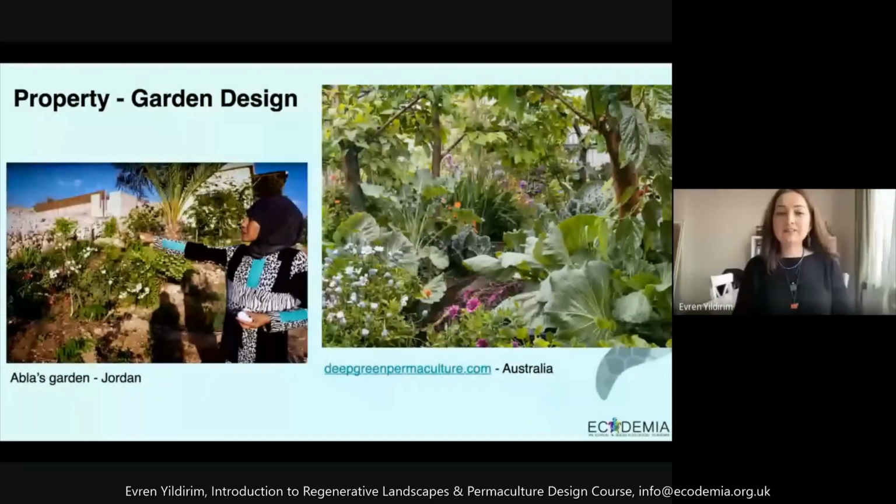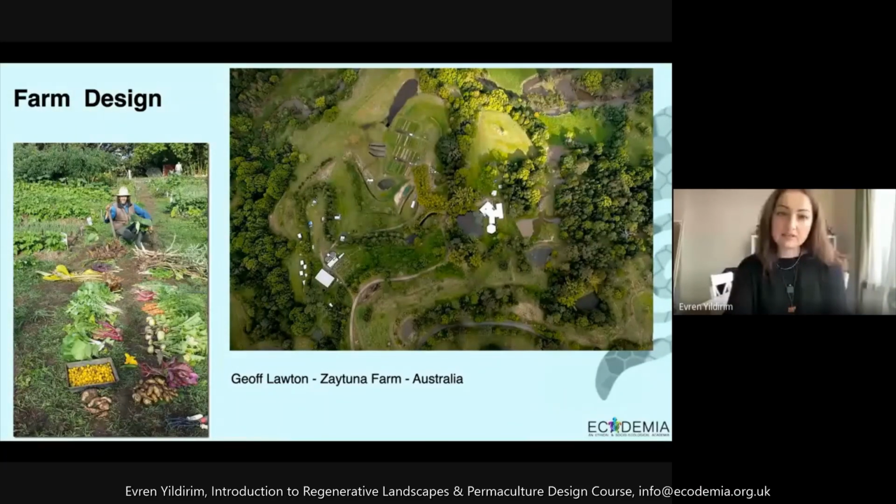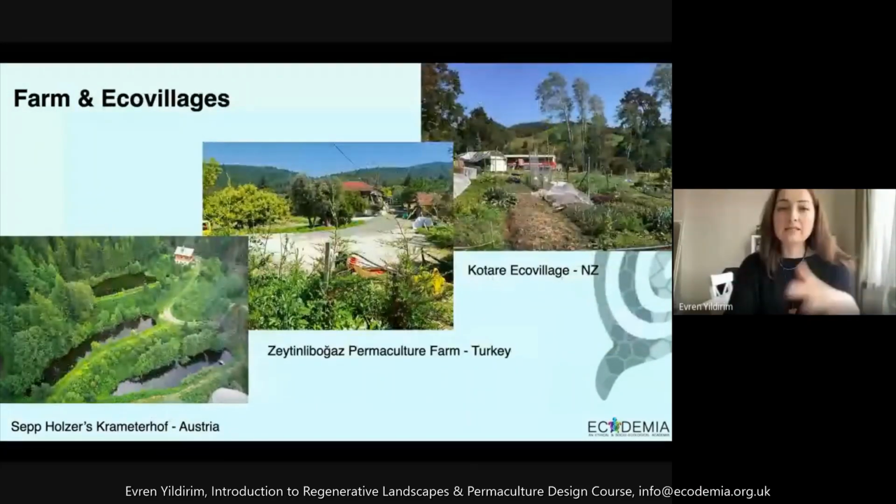And you see how green she made her garden with applying permaculture design principles. You can design farms. This is Jeff Lawton's farm from Australia. He is the head of Permaculture Research Institute of Australia. These are some other examples of farm and eco-village designs, one from Australia, Europe, one from Turkey, and an eco-village from New Zealand, Kotara Eco-Village.